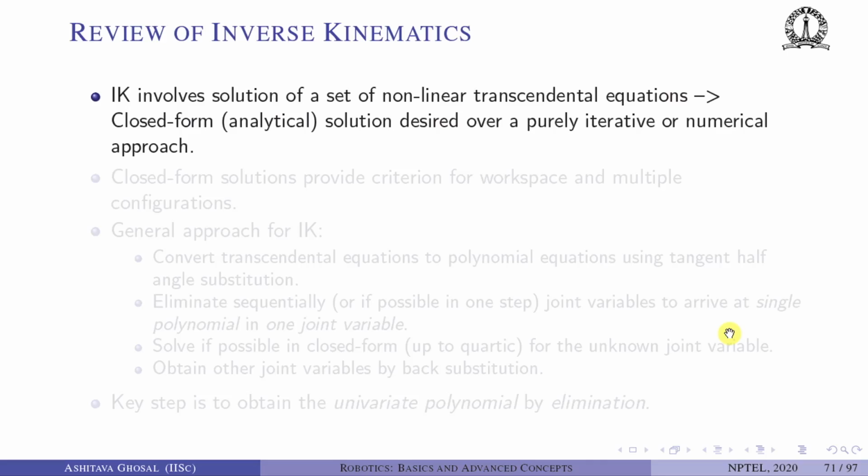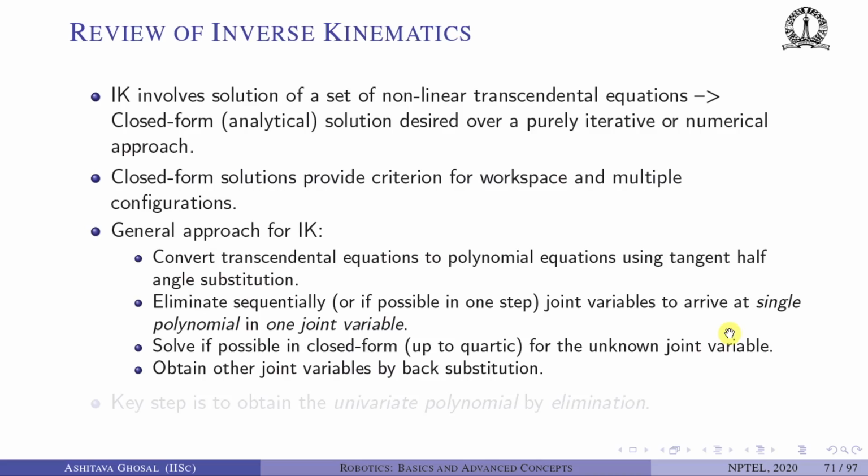So, a quick review of inverse kinematics of serial robots. The inverse kinematics involves solution of a set of nonlinear transcendental equations. We desire a closed form or analytical solution over a purely iterative or numerical approach. The reason is that closed form solutions provide criteria for the workspace of the robot and how many configurations are possible to reach a given position and orientation, all the multiple configurations which are possible solutions of the inverse kinematics problem.